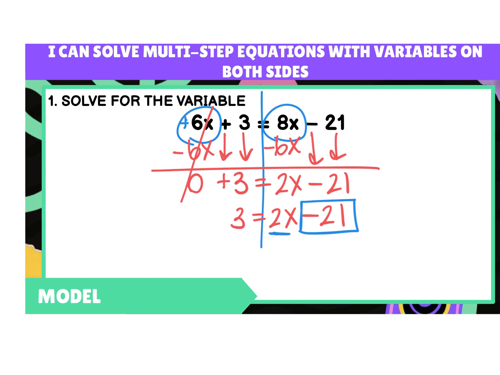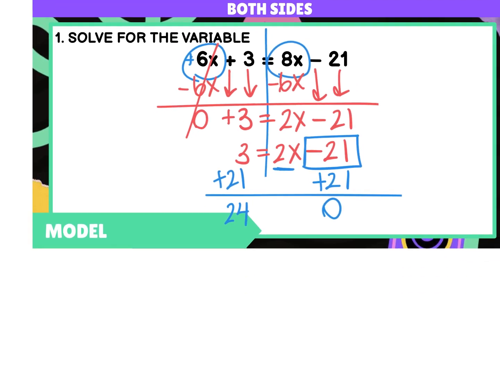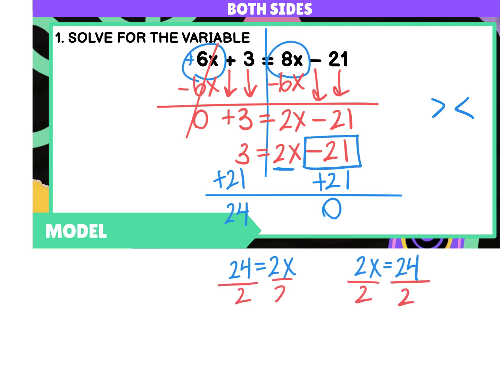We want to get it to the other side of the equal sign, which means we need to do the opposite. So plus 21 and plus 21. This side gives us 0. This side gives us 24. So we can write this two ways. We can write it 24 equals 2x, or we can write it 2x equals 24. Because there's an equal sign, it doesn't matter. It would matter if there was that inequality sign. We wouldn't be able to change them. So either way we do it, we're going to divide by 2. And we're going to get x equals 12.